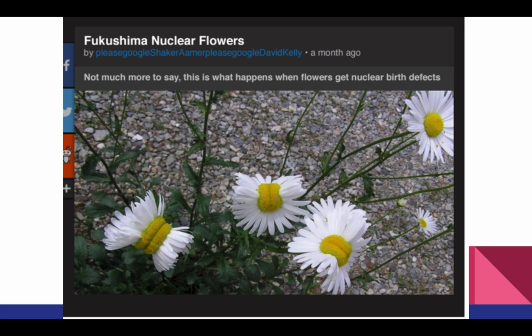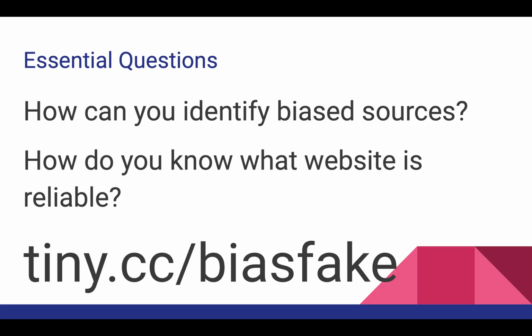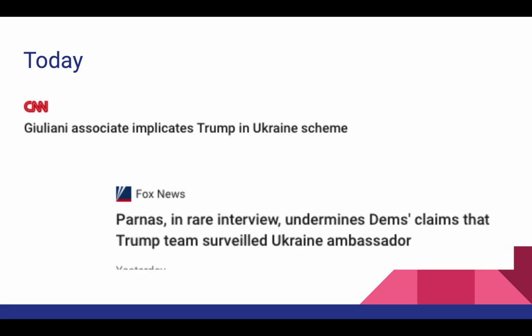Some of what you're going to see comes from probably the last 3 or 4 months. But let's talk about the idea of being able to spot fake news. If you'd like to follow along, you can use this URL, tiny.cc/biasfake, or you can just watch this video. So here's what I've got for you. What we're talking about today is identifying biased sources, and how do you know whether a website is reliable.